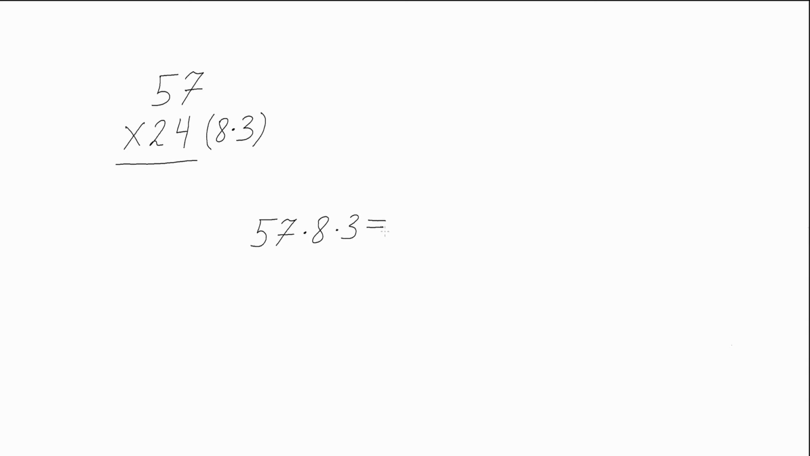Let's continue to solve the problem. After we multiply 57 by 8, we get 456. Then we multiply 456 by 3, and then we get 1368. So our final answer is 1368.